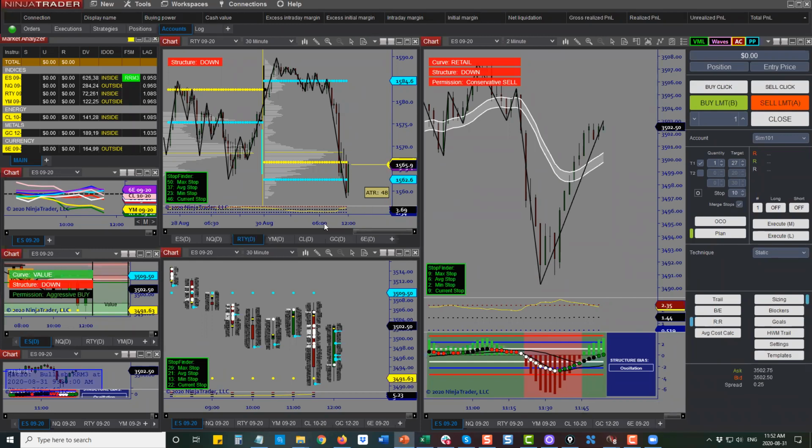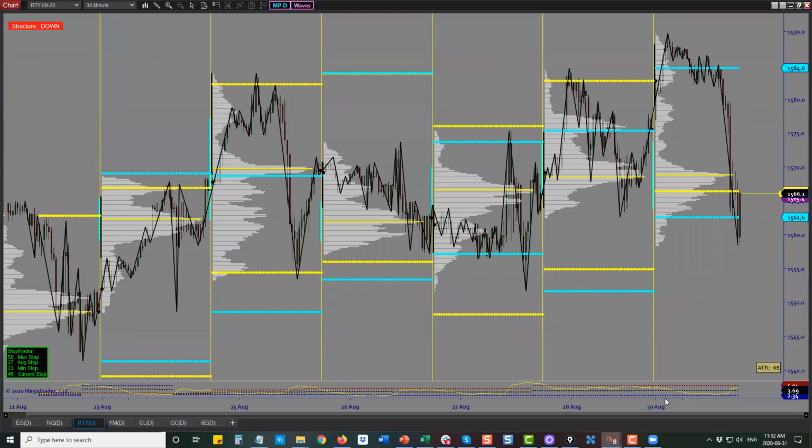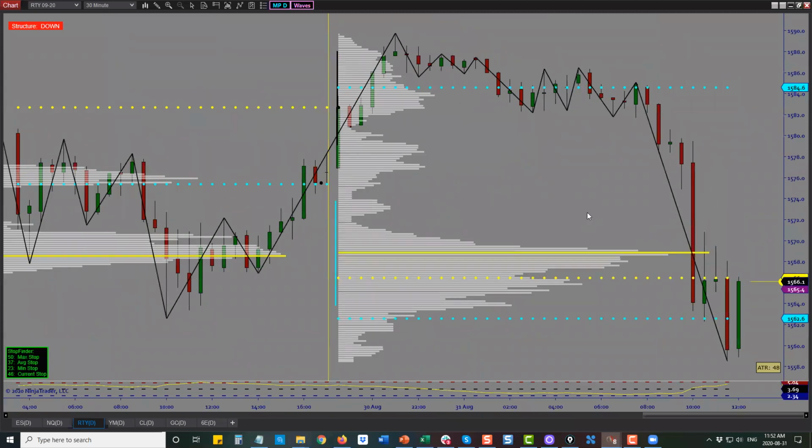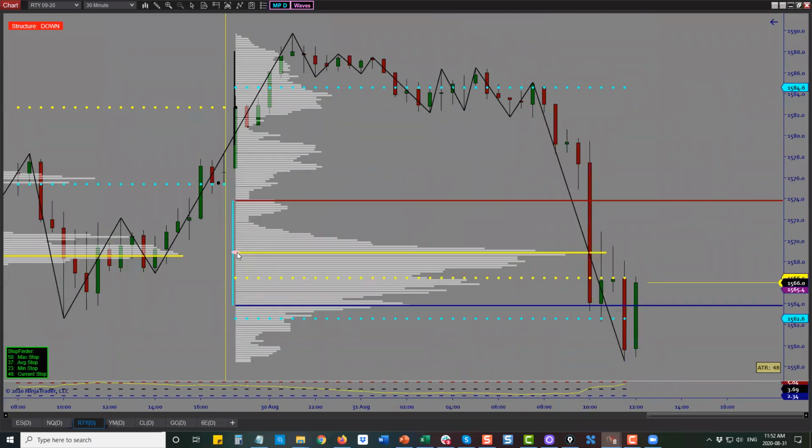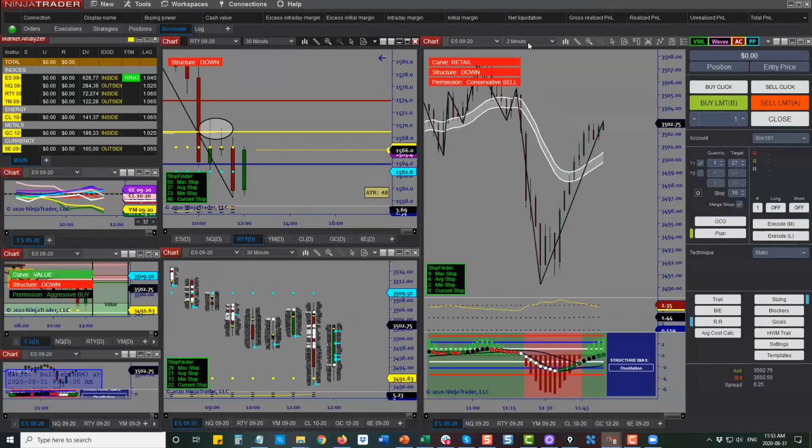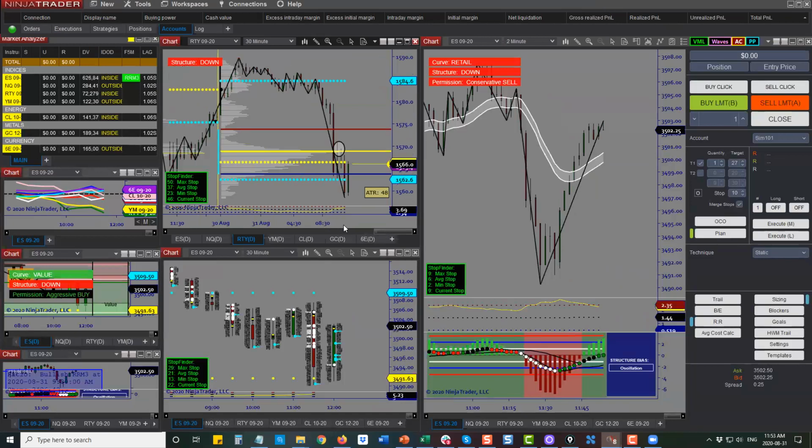There was a really good short on the Russell here off the point of control. I'll just kind of end with this. This was the trade that we should have taken right here. We should have been shorting this today, and I'll explain why real quickly. This was the best short in the morning because it was a rejection off the point of control in a trending market.